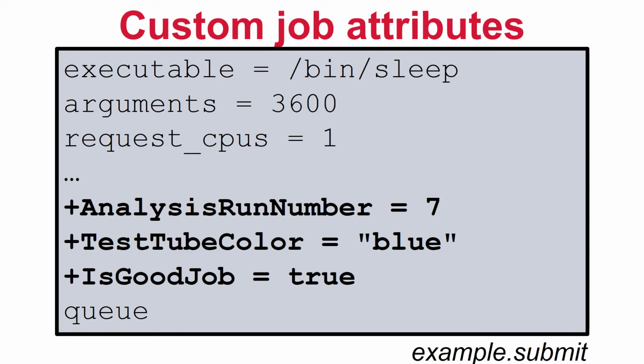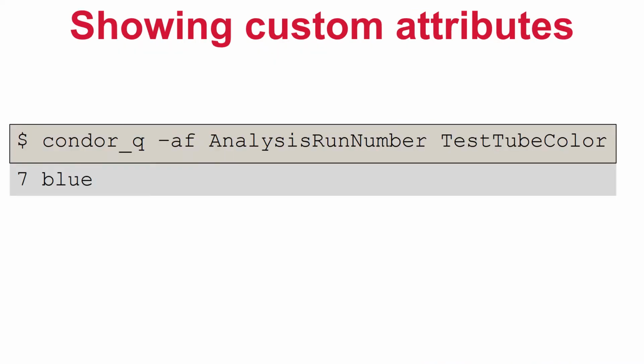It is particularly important to note that the ClassAd syntax is just a bit different than the general submit file syntax. For example, strings like blue here need to be in double quotes in the ClassAd syntax, but are generally unquoted in the general submit file syntax. Once this is done, you can define custom ClassAd attributes. You can use them without any difference between built-in ones and the ones you've added. So you can use condor_q -af with your custom attributes, just like any other attribute.